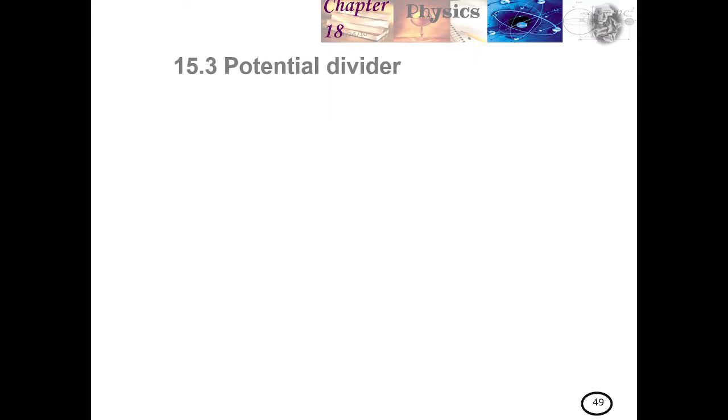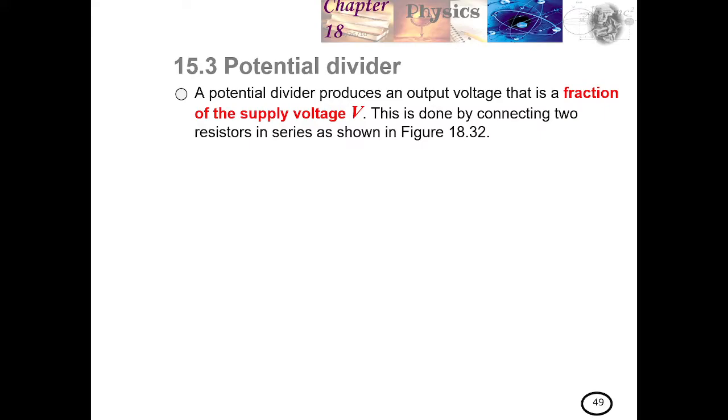Today we're going to learn about one of the topics in direct current, called potential divider. So what is a potential divider? It is one way to output a voltage that is a fraction of the supplied voltage.